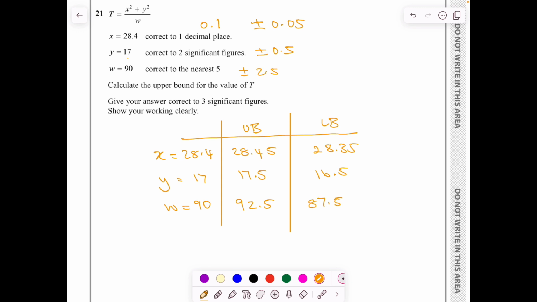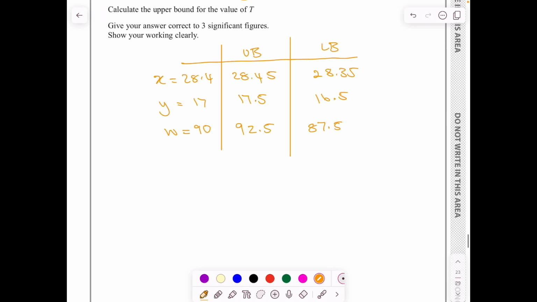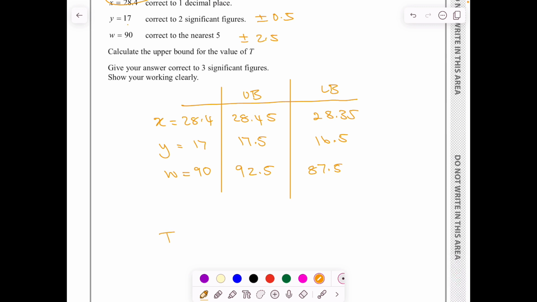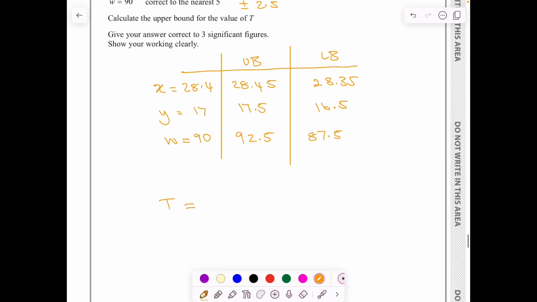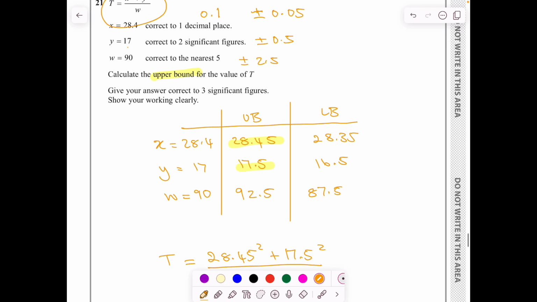So I've done almost the hard work and now I need to plug it back into here. So t equals x squared plus y squared, divided by w. So I'm trying to find the upper bound, so I can use the upper bound of x and y. So I'm going to do 28.45 squared plus 17.5 squared divided by w.